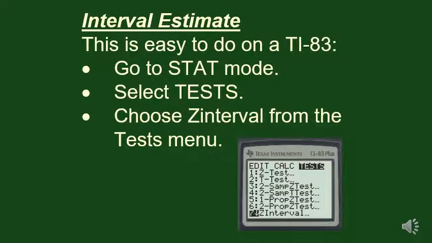If you have a graphing calculator, the interval estimate is easy to find too. Just like we did when we were doing the percents, you want to first of all get into stat mode. You're going to select tests, and you want to choose Z interval from that tests menu. Everything in chapter 7 is something called interval, so you do want to make sure you go to Z interval, not Z test up at the top.